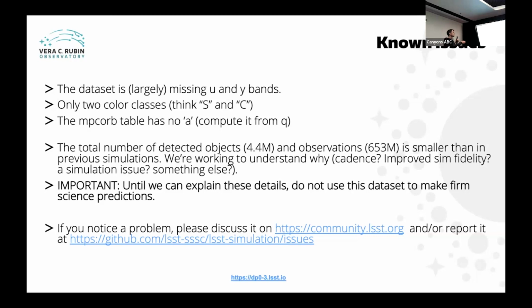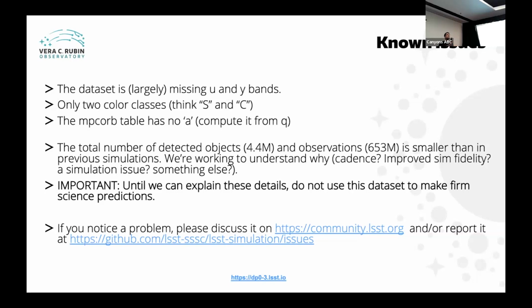A couple of things to point out. One, the data set is for most populations missing U and Y bands. We've cut those just to make sure that the database team has enough time to load everything in. Those may be added later. U and Y, as you know, are not bands in which we observe quite often, so this is not a huge loss. Our color treatment is very simplified for these objects. So there are no complex SEDs here. There are colors of something that looks like an S type, and all the others are C types. So there are just two color classes.